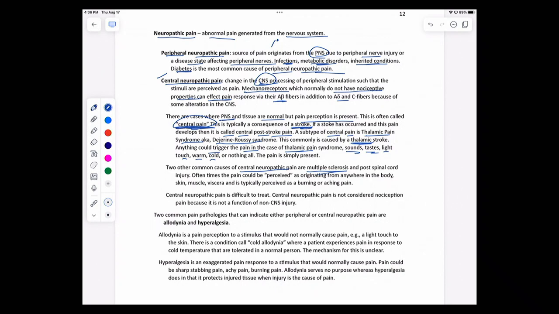They may feel like their feet are on fire. Again, nothing wrong with the feet, nothing wrong with the skin, but there's something in the spinal cord, in response to the spinal cord injury, that is initiating that pain pathway. The problem with this is that central neuropathic pain is very, very difficult to treat.